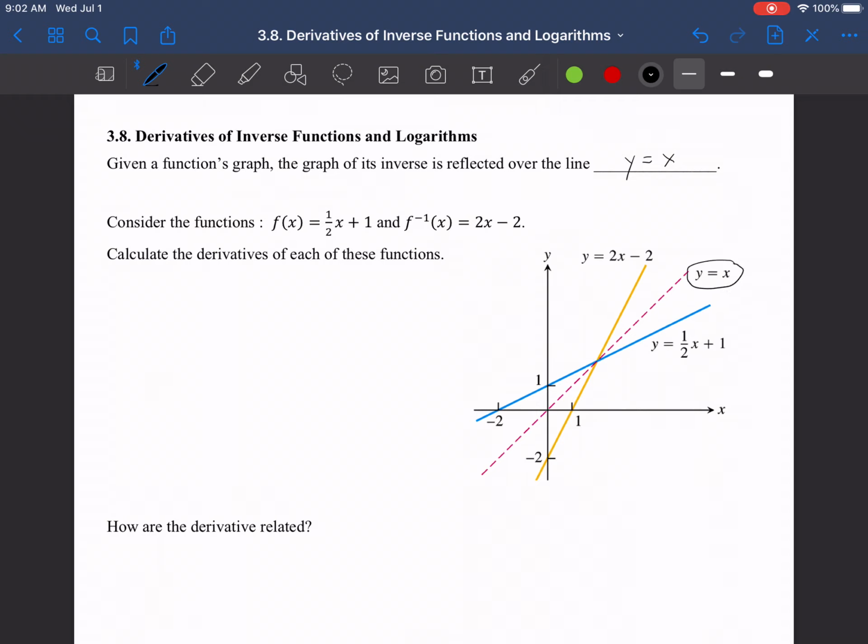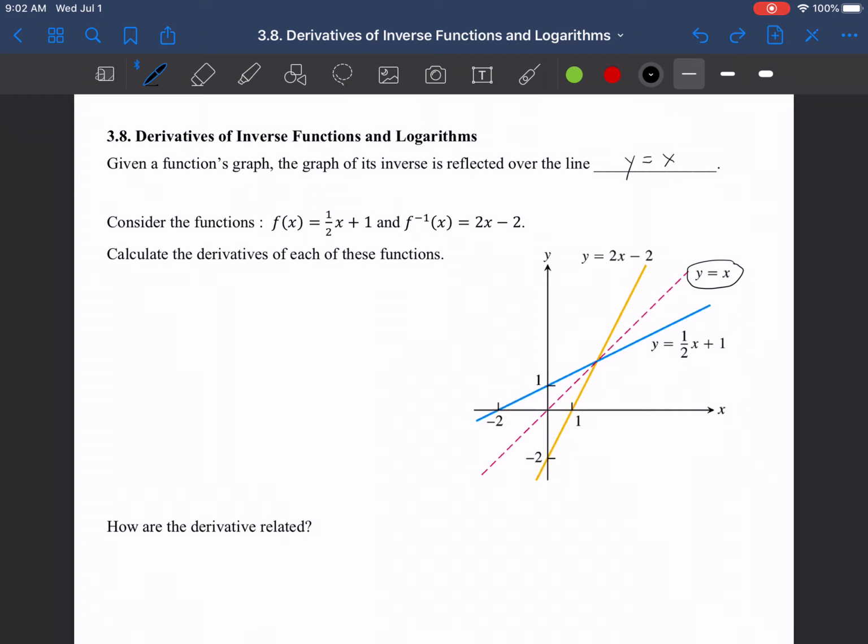And then if we have these two functions that are inverses of each other, the 1/2 x plus 1 and the 2x minus 2, if you look in the picture, you can see it's like you took that red dotted line and folded across it, and then this part would line up with this part, and this part would line up with this part if we folded along that dotted line. Okay, so that is a property of them.